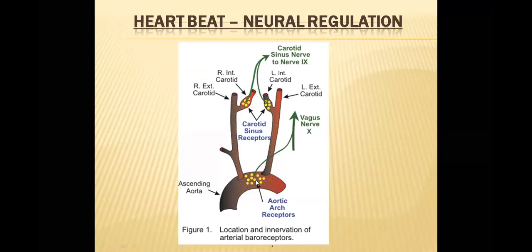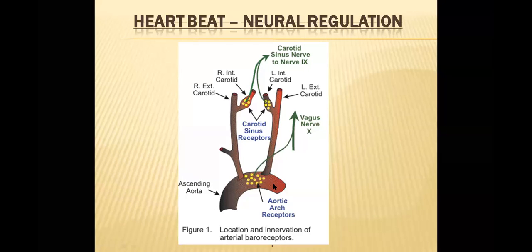Heartbeat rate will be increased. And when the PCO2 is high, then also what happens? Heartbeat rate will be increased to remove excess carbon dioxide from the blood. So when the PO2 is high, then heartbeat rate will be decreased.